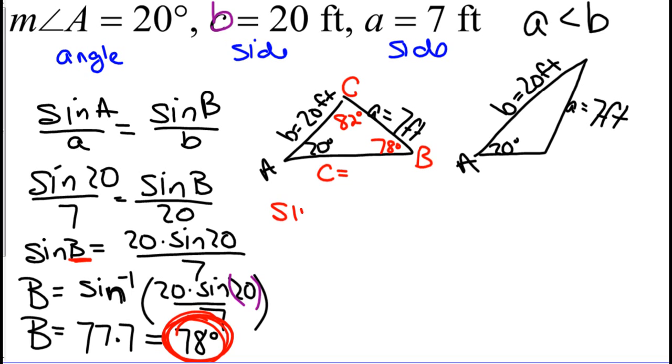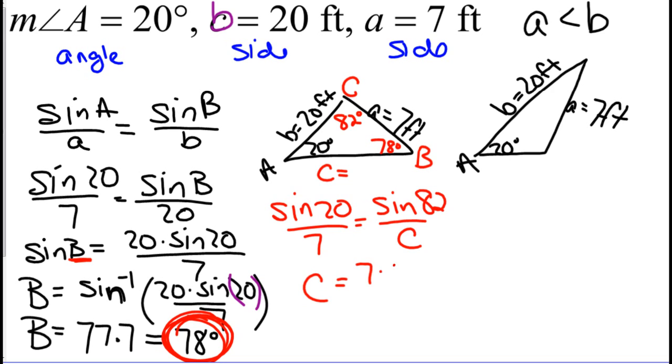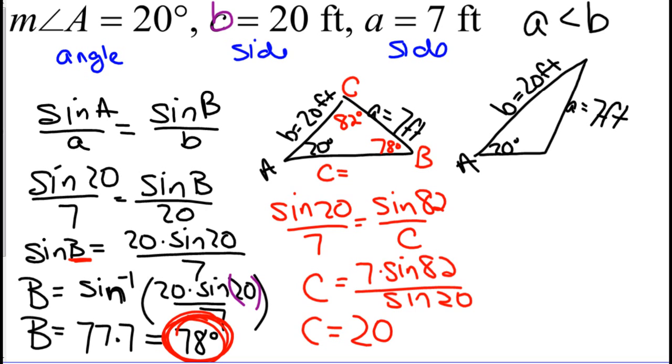So I can write sine of A, right? So sine of 20 over 7 is going to equal the sine of 82 over C. Okay, this one's nice because I'm just going to cross multiply and divide. I don't have to worry about the inverse or anything like that because I'm finding the actual side measure. So when I do this, it's going to be 7 times the sine of 82 divided by the sine of 20. And when I do that, C is going to equal 20.3. So I enter that on my drawing, and I've got that one triangle complete.